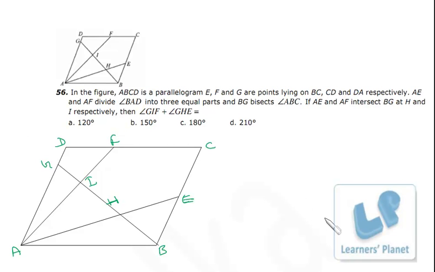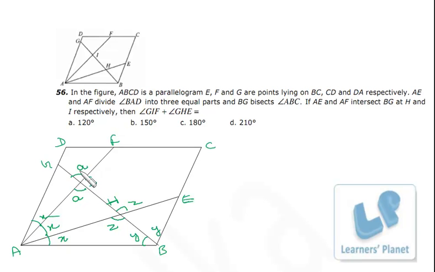So let's start. Now since it is given that AE and AF divide BAD into 3 equal parts, right? So suppose this is X, this will also be X, this will also be X. Similarly BG bisects this angle, so if it is Y, it is Y, right? I assume this to be Z, then this will also be Z, vertically opposite angle. And this I suppose A, then this will also be A, being vertically opposite angle.